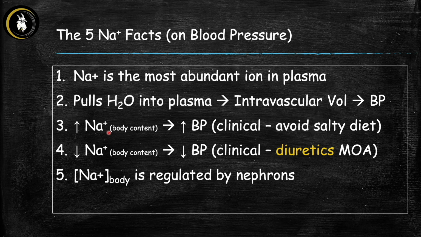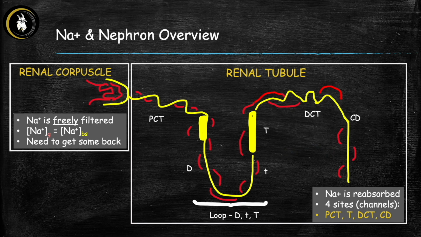For example, if we have an increase in the total body content of sodium, this is going to pull in more water into the plasma and is going to increase our blood pressure. And clinically, this is important because this is why we tell patients with high blood pressure to avoid salty diets. On the other hand, we have a decreased total body content of sodium. This can lead to decreased blood pressure, and clinically, this is important because this is the main mechanism of action of most diuretics. They decrease the total body content of sodium. The final point here is that the body content of sodium is very tightly regulated by the nephrons, and so to understand this better, we're going to walk through the nephrons and see how sodium reabsorption is regulated at each step. All right, so that means that we have to get into the kidney.